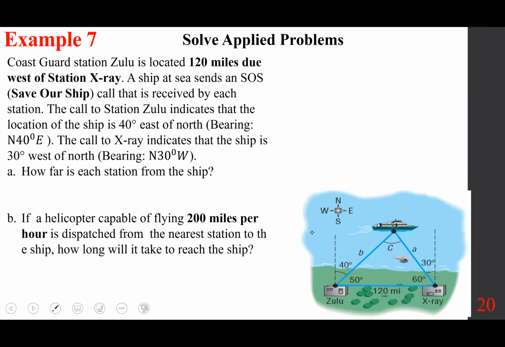Could somebody read this, please? Coast Guard Station Zulu is located 120 miles due west of Station X-Ray. A ship at sea sends an SOS save our ship call that is received by each station. The call to station Zulu indicates that the location of the ship is 40 degrees east of north, bearing north 40 east. The call to X-ray indicates that the ship is 30 degrees west of north, bearing north 30 degrees west. How far is each station from the ship? If a helicopter capable of flying 200 miles per hour is dispatched from the nearest station to the ship, how long would it take to reach the ship? Excellent.